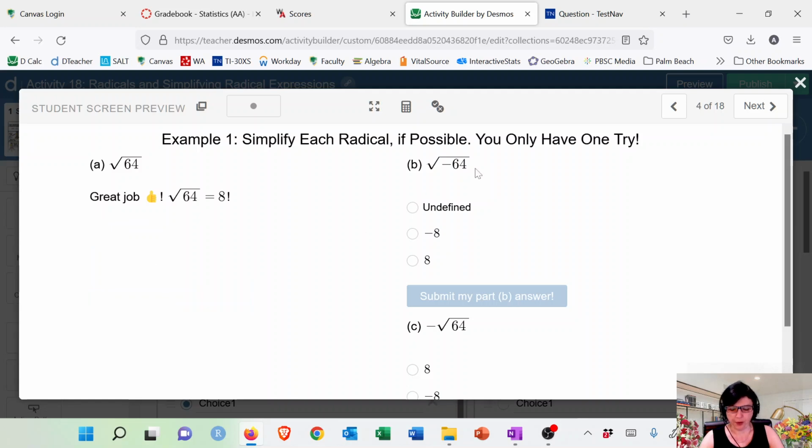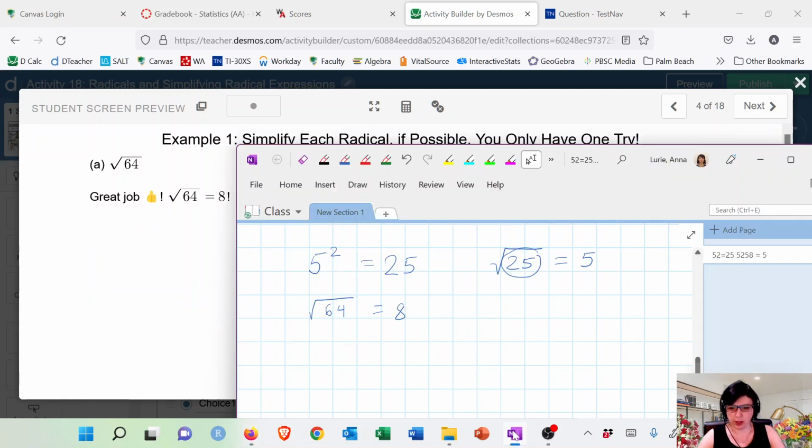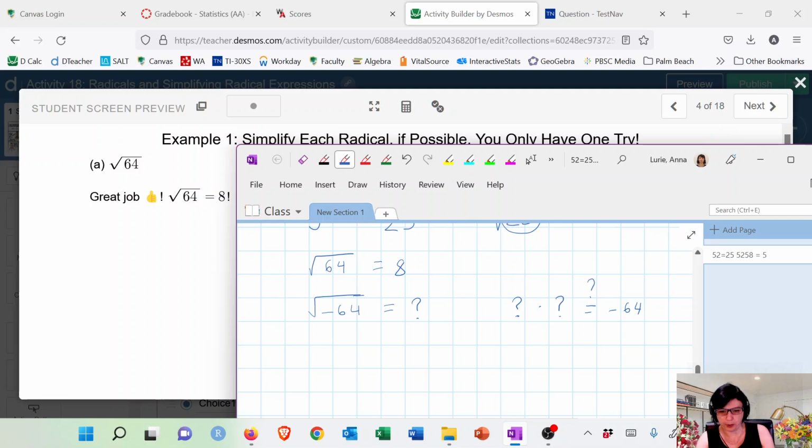Now, over here for part B, we are asking, what is the square root of negative 64? Imagine that you have some number, and we're just going to put a question mark on it, so that if you multiply it by itself, you get negative 64. Can that give me a negative number? The answer is no, because when you multiply two numbers that are exactly the same number, right?